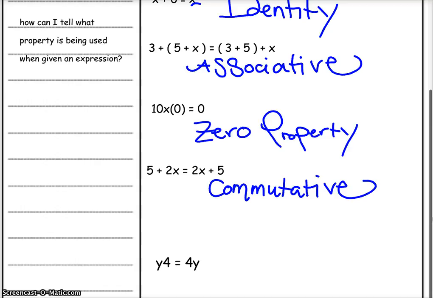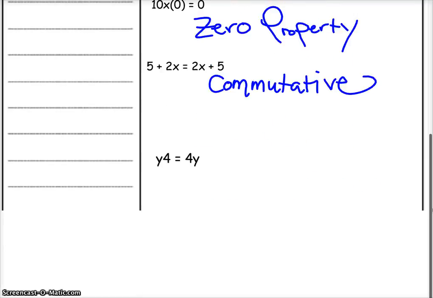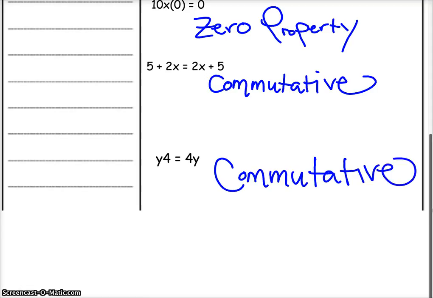I hope you're kind of scaling yourself as you're doing this. Like, I'm feeling pretty good about this. Or, I don't get it. I mean, you can always use your notes. That's the beautiful thing about this, you can use your notes. y4 equals 4y. What do you think that is? Rach? Well, what happened? There's a difference here. y4 equals 4y. I changed something around. Connor? Commutative. I flipped. Commutative.